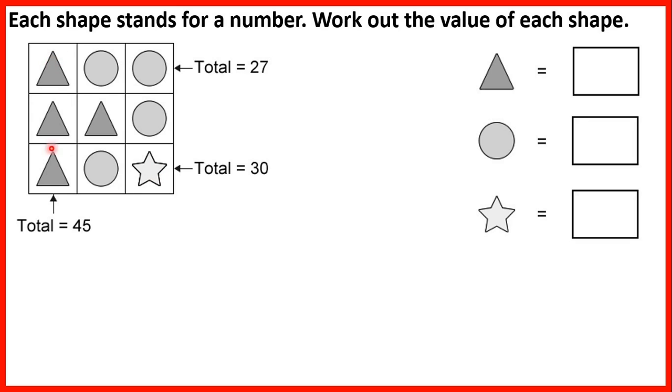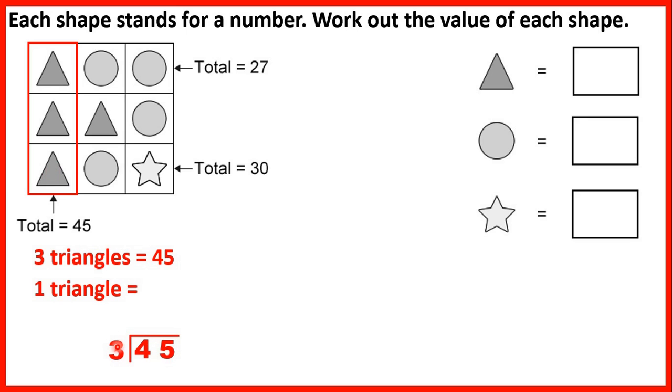So let's look this way. If we have 3 triangles, that gives a total of 45. And if we know that 3 triangles have a total of 45, we can work out the value of a triangle by dividing by 3. 45 divided by 3 is 15. So we know that the triangles stand for 15. So we can write 15 on our triangles.